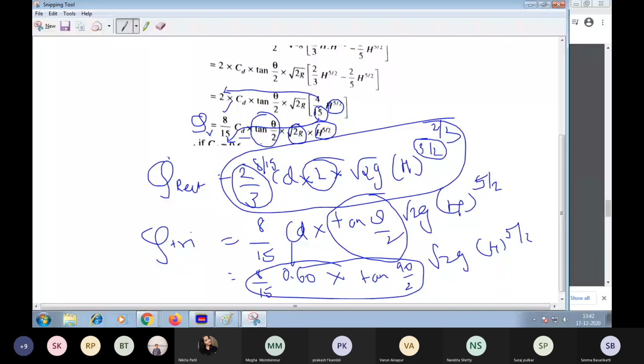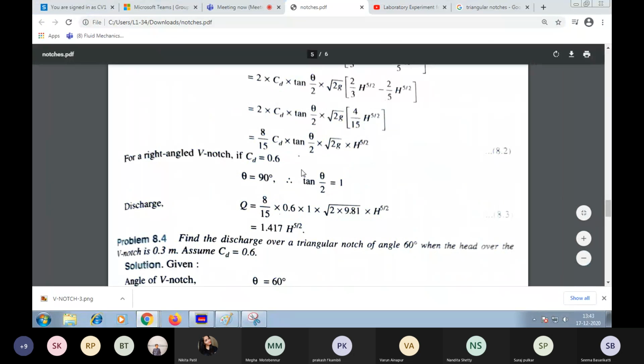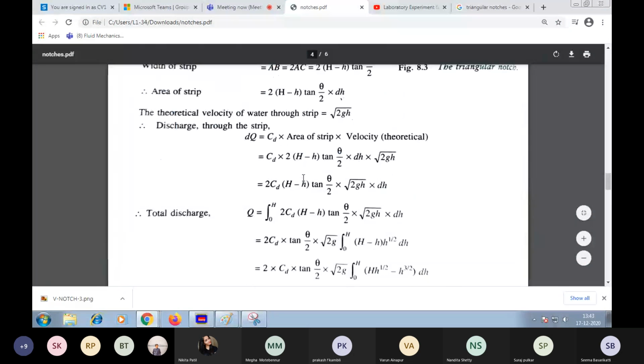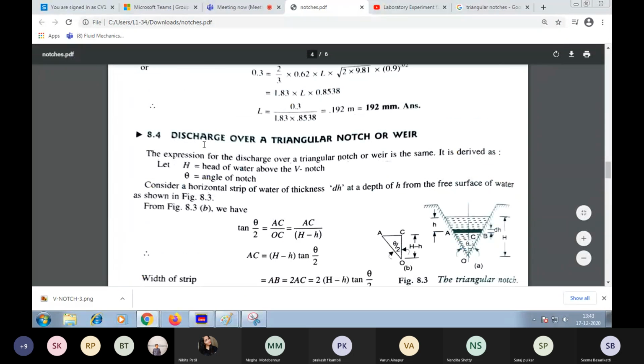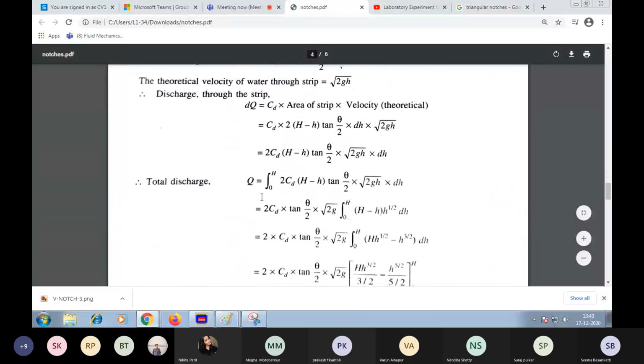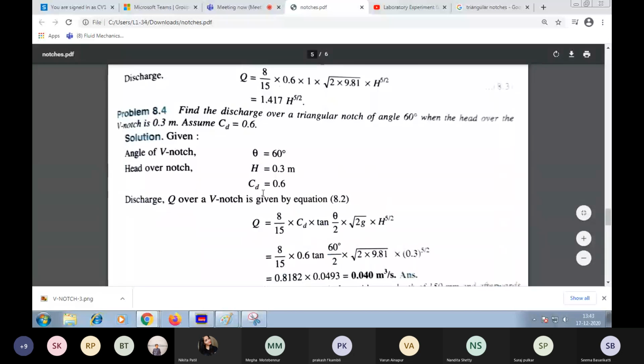So the discharge equation for a rectangular notch is different and for a triangular notch is different. In case of a rectangle, I am considering the length. In case of a triangular notch, I am considering the angle. So this is the difference. And apart from that, these ratios are also going to change. So this is a simple derivation. And in the examination, they are going to ask this derivation, that is discharge over a triangular notch or weir. So mark it as important. Many a time it is going to appear in the examination.